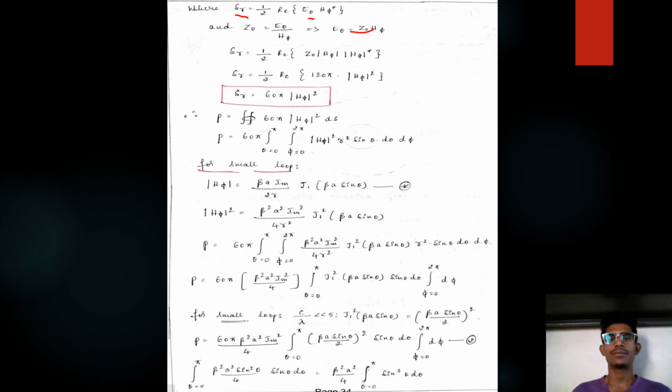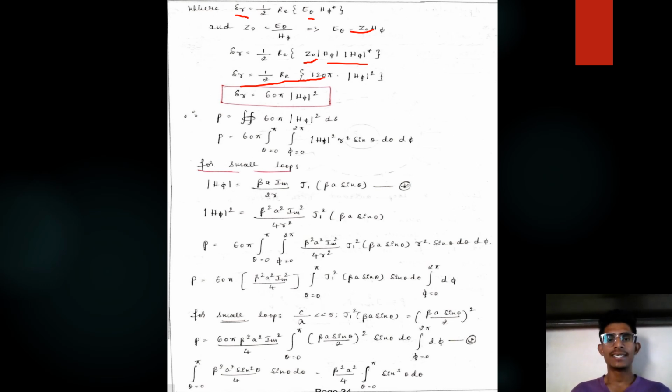modulus of H phi and modulus of H phi. Multiplying these gives H phi whole square, and the real part of Z naught, which is defined as 120 pi. Next, after simplifying this equation, we get S R is equal to 60 pi H phi whole square.